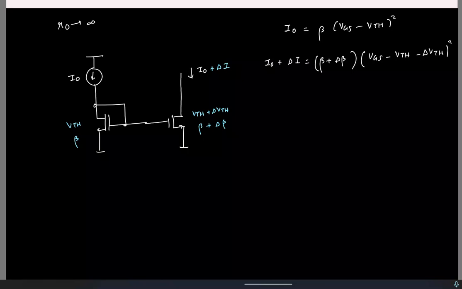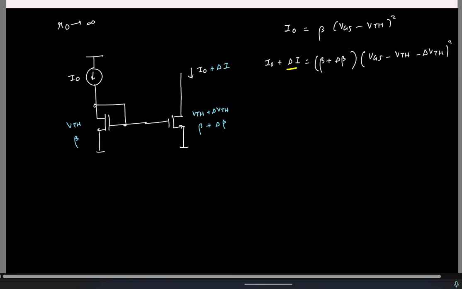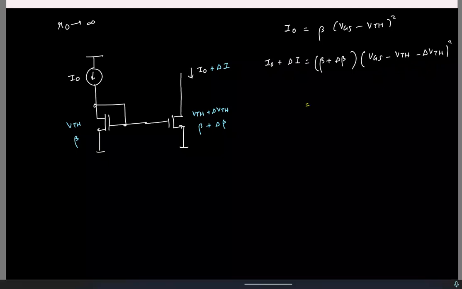Okay. Now to find what delta I is, one trivial way is to expand this, right? So if you expand this, what are the terms we'll have? You'll have one term corresponding to I naught, right? You'll have beta times this, that will cancel I naught. So what will be the other terms I'll have? I'll have some delta beta into something.